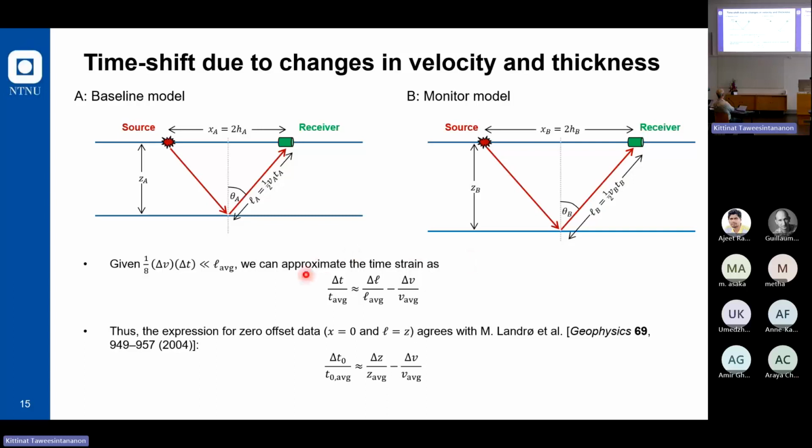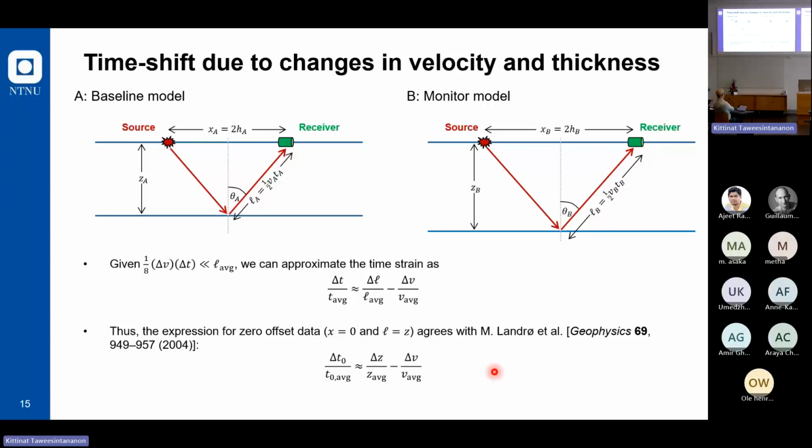It is easy to derive the relation between the travel time change, the thickness change, and the velocity change using this equation. If it is zero offset data, where the source and receiver are in the same location, x is 0. So we derive this formula, which is exactly the same as what was published by Landrø in 2004, where the travel time change can be computed from the thickness change and the negative of the velocity change.